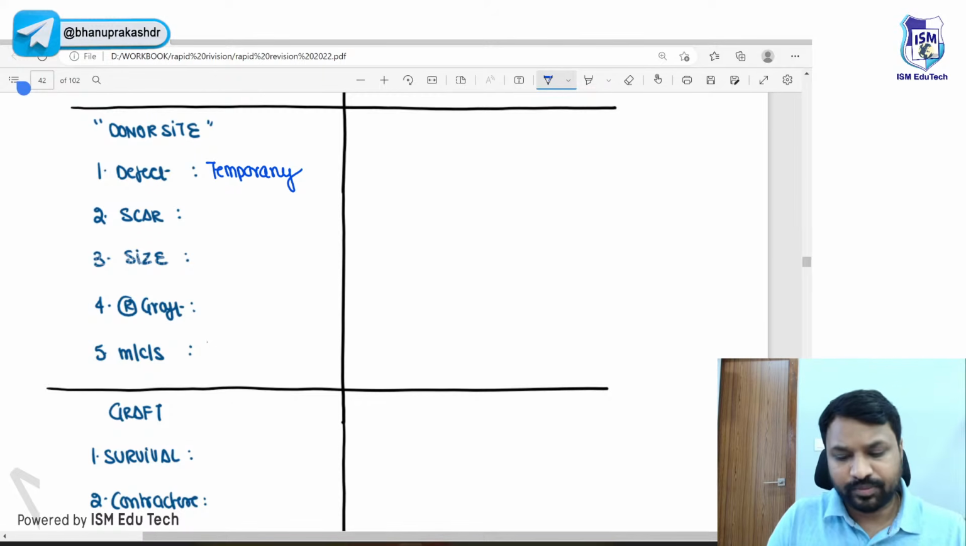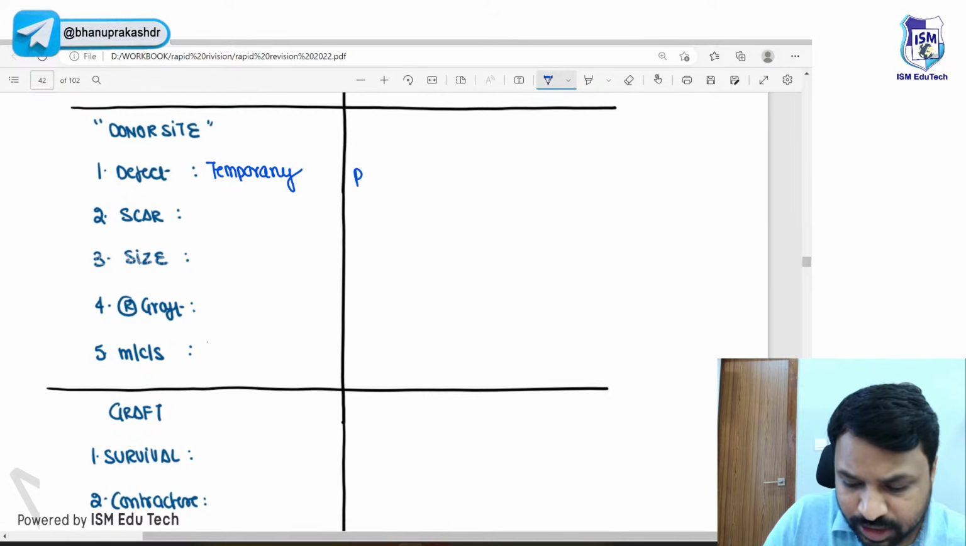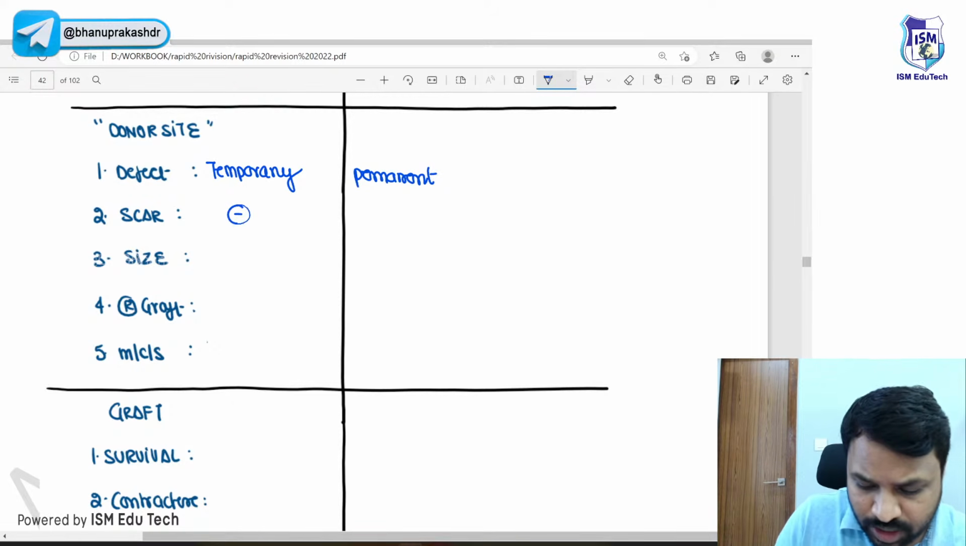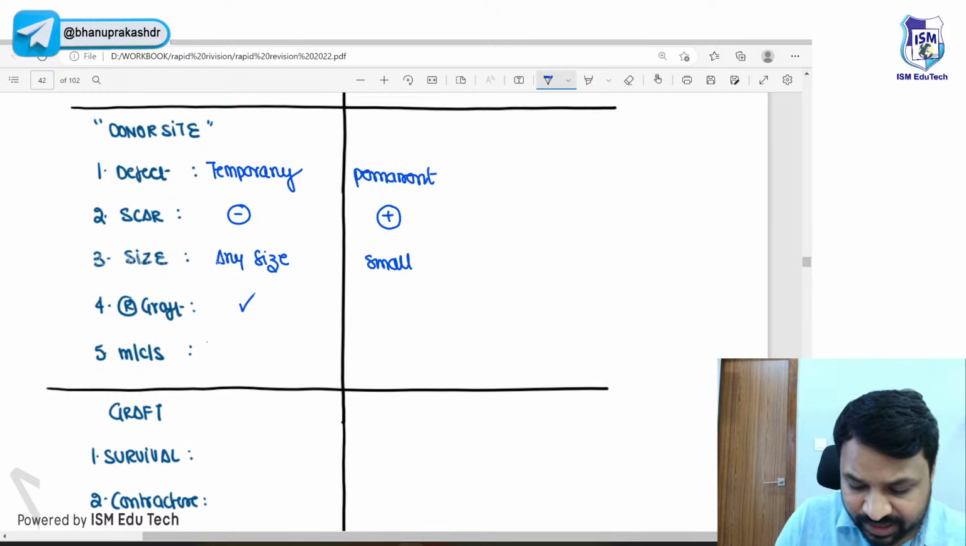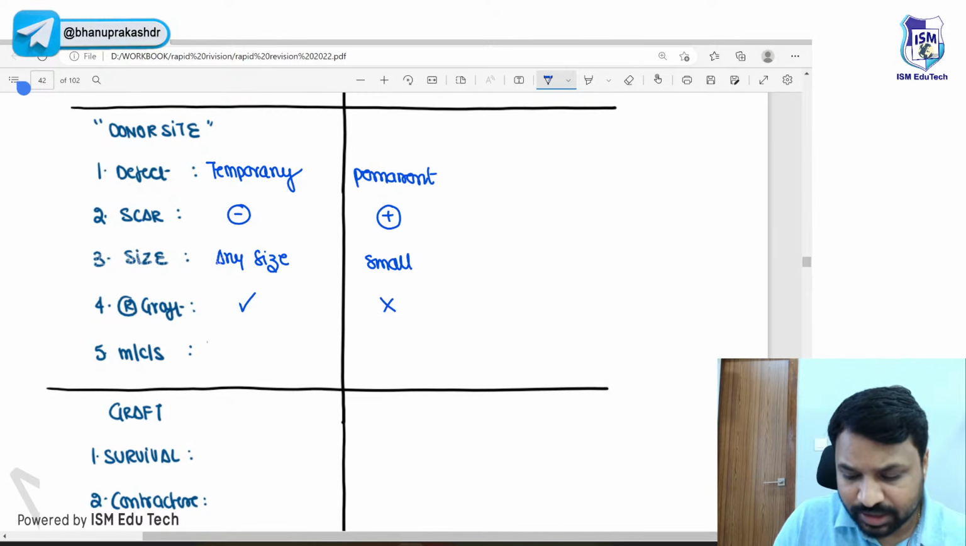It is temporary, right? That means it will heal, whereas here it is permanent. There is no scar here, but this one will leave a scar. Because it is a temporary defect, you can take any size of graft. Here, only small sizes are recommended. Repeat grafting can be done from the same donor site. Here it is not possible.